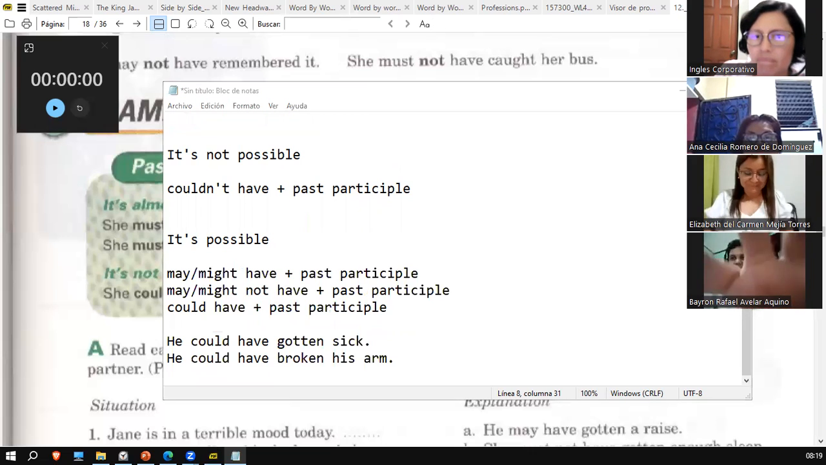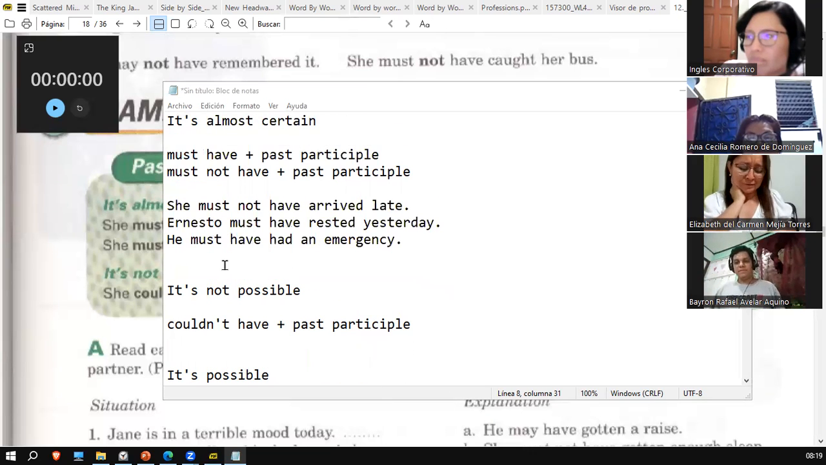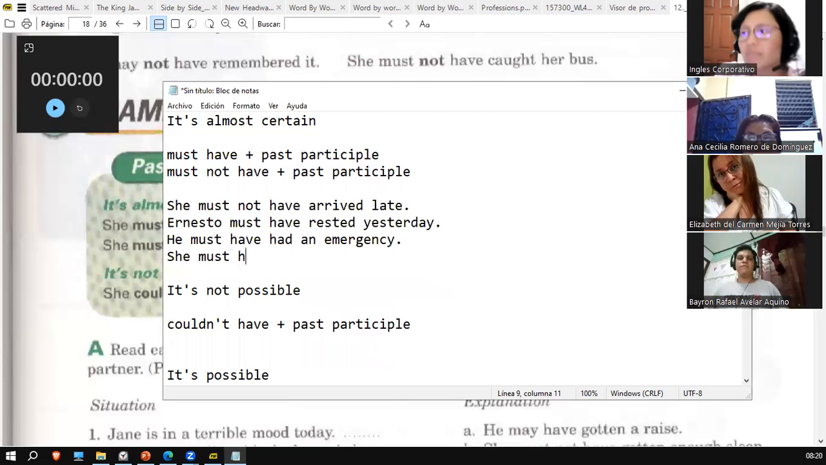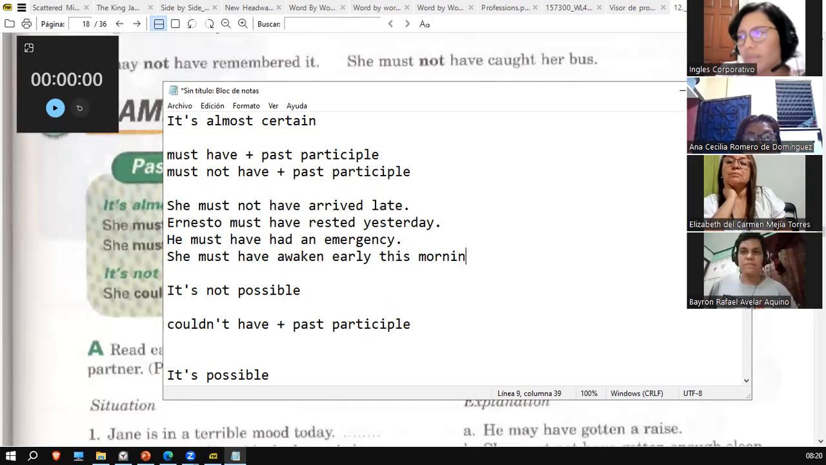Good evening. The first sentence. She must have awoken early this morning. She must have awakened early, right? Early this morning. Okay. Yes. Very good.